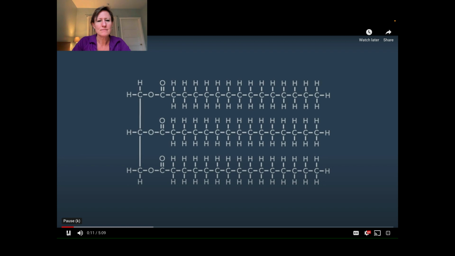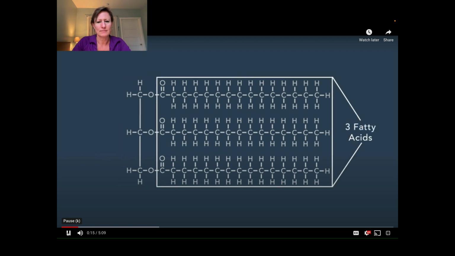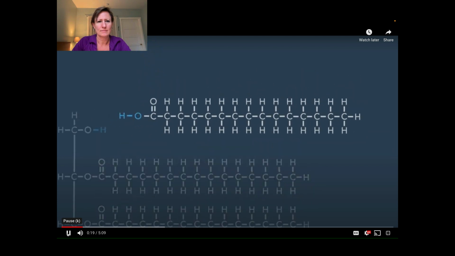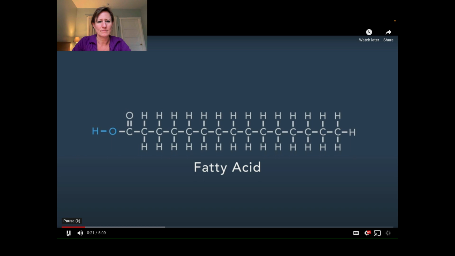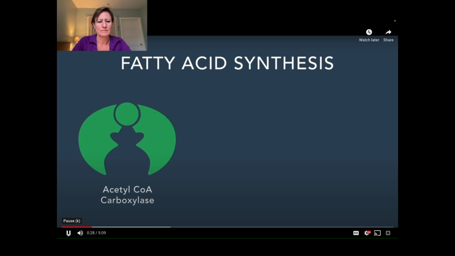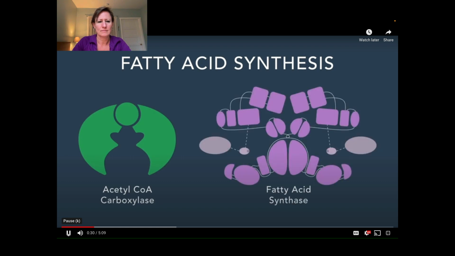Triglycerides are hydrophobic molecules composed of a glycerol backbone and 3 fatty acids. In order to synthesize triglycerides, the body must first make fatty acids. In this video, we will talk about fatty acid synthesis, which is catalyzed by 2 enzymes, acetyl-CoA carboxylase and fatty acid synthase.